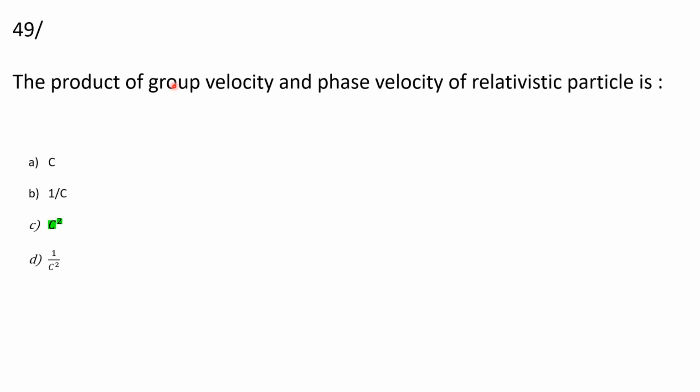Then, the product of group velocity and phase velocity of a relativistic particle is, and we all know that the product of group velocity and phase velocity, that is Vg into Vp, is equal to c square.